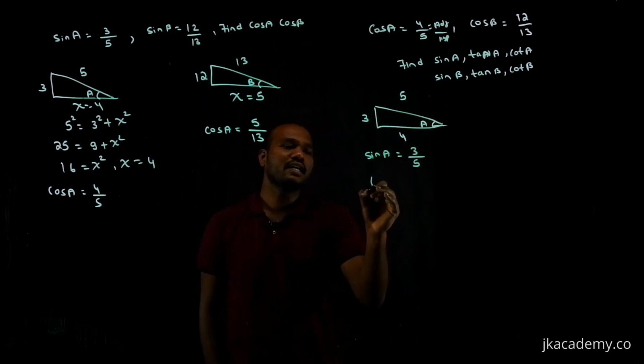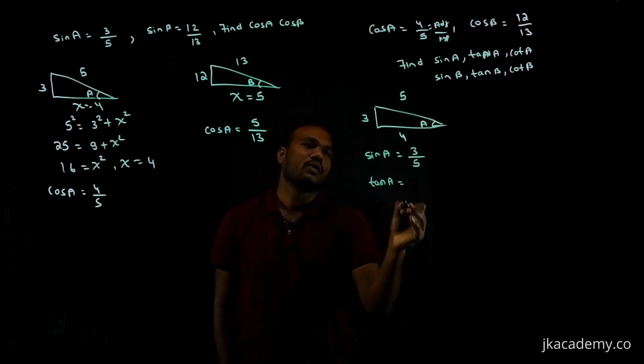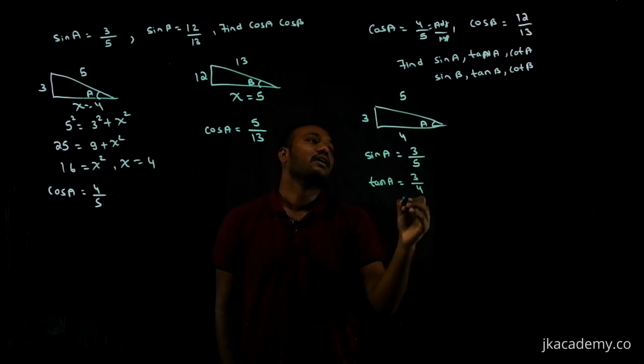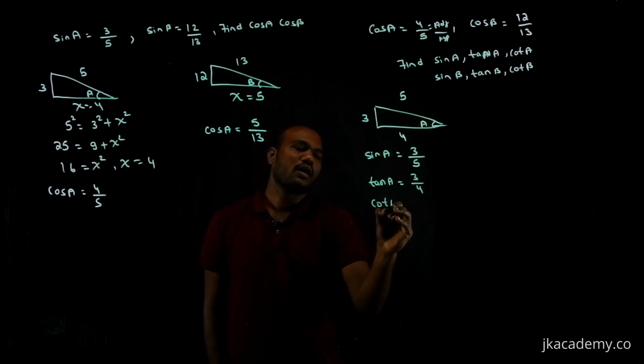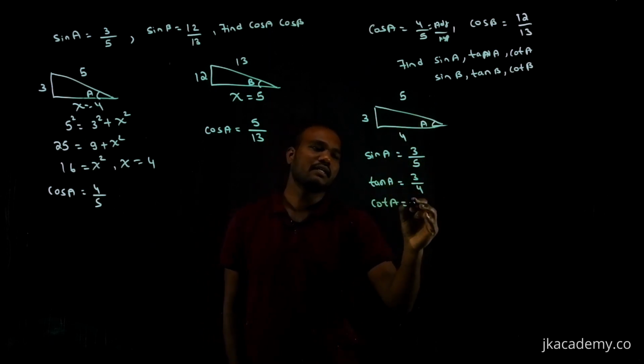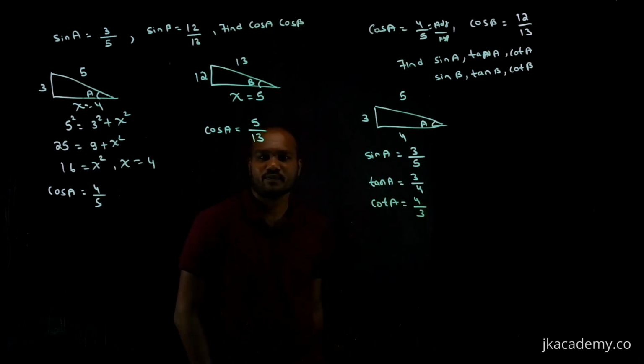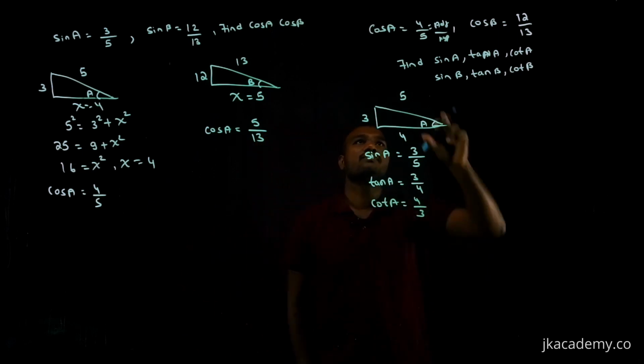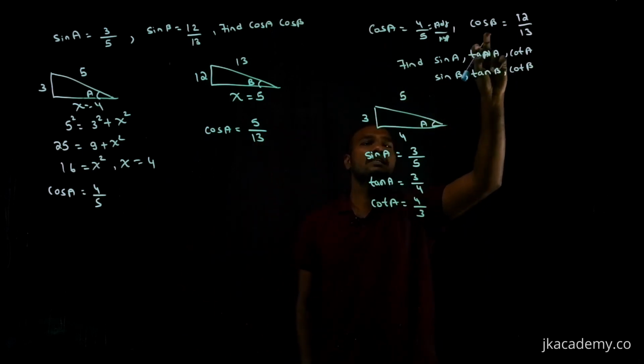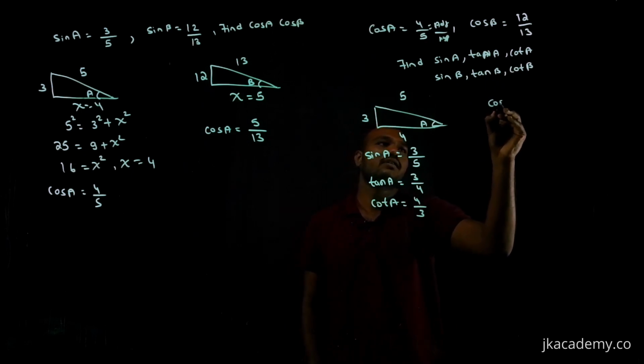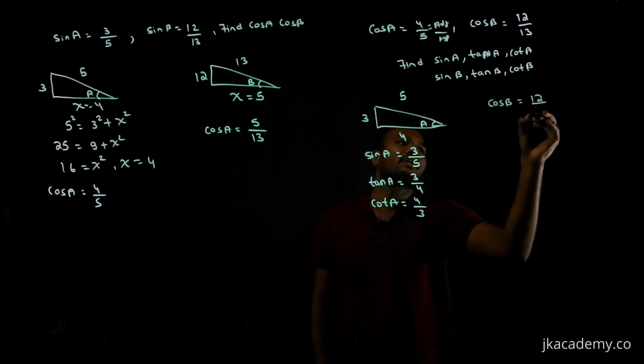You know how to find tan A? Yes, of course. What is tan A? 3 by 4. Can you find cot A? Cot A is nothing but reverse of tan A, that is 4 upon 3. Is that it? So now from this data we have found these 3. From this data let's find something. So cos B is equal to 12 upon 13, is given.